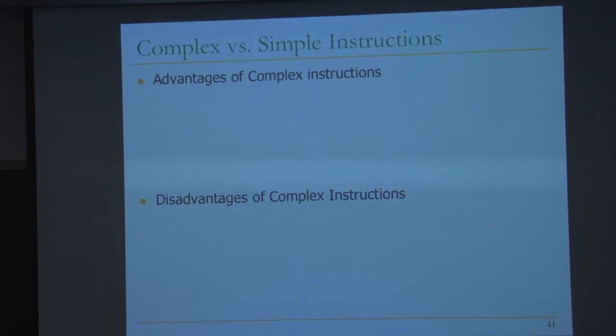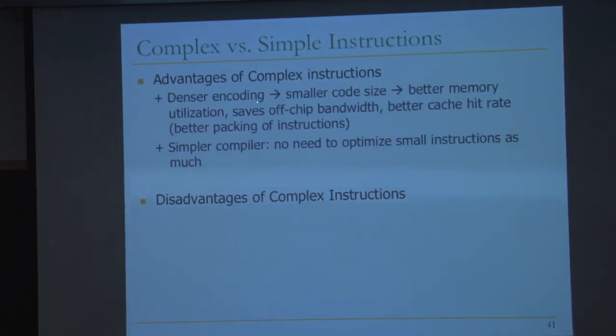We briefly covered that, right? Yeah. Code size, yes, that's a big advantage. If you can map your program to complex instructions, you have denser encoding. Smaller code size, better memory utilization. You can save many, many things, right? You can save off-chip bandwidth, for example, when you're accessing to get your code. You can get better cache hit rate, better packing of instructions. So that's what denser encoding actually enables. And the compiler, hopefully, is simpler, right? Assuming you can do this mapping nicely between the high-level language and the complex instruction.